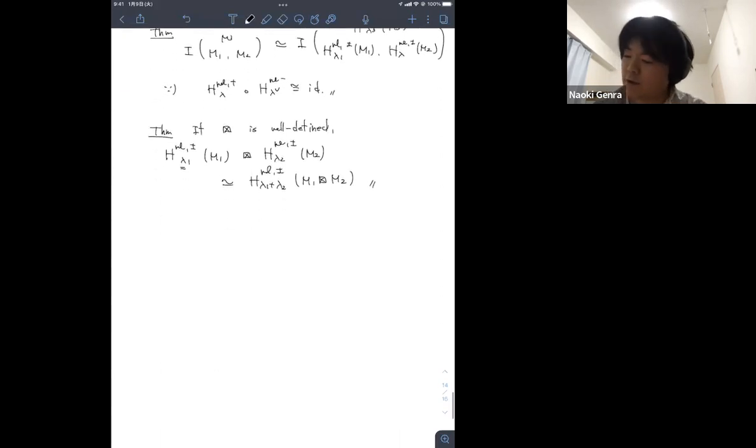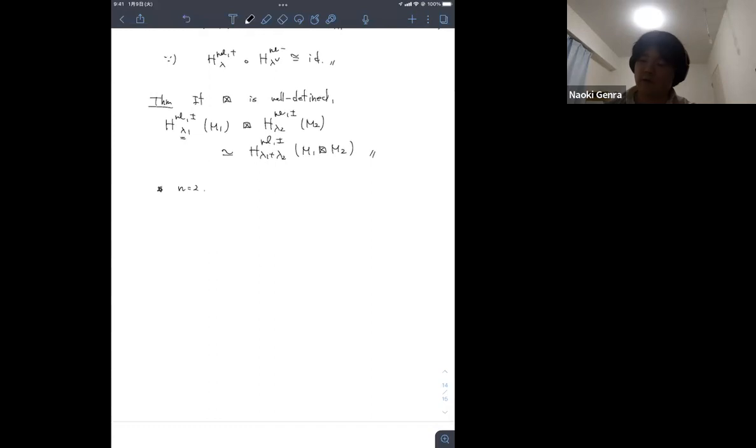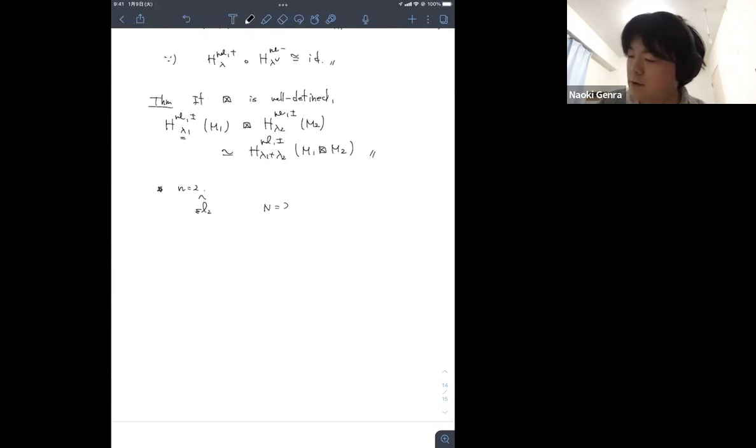Okay. The point is for the N equal two case. The N equal two case is studied by Feigin, Semikhatov, and Ryosato. So this is SL2 and the N equals two superconformal algebra. And consider the mixture level. And these are relaxed highest weight modules, and the dual pair is just a bar module.